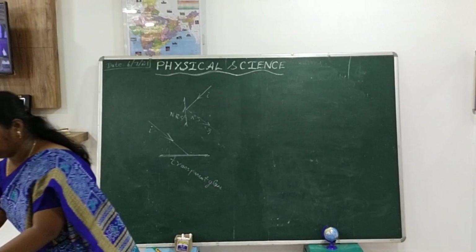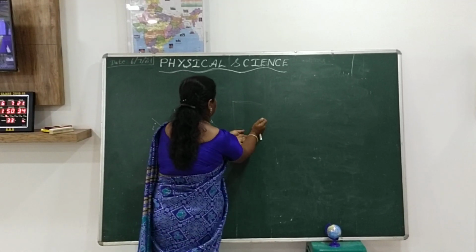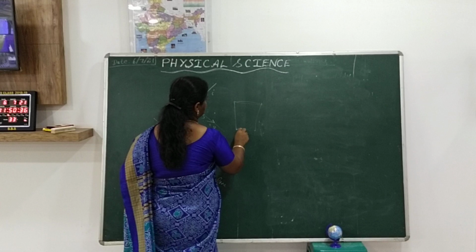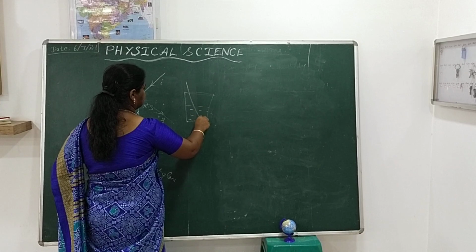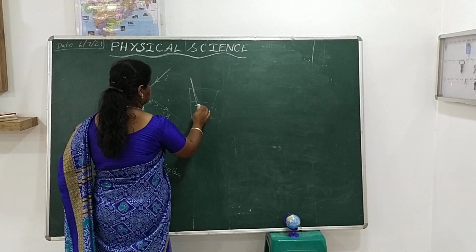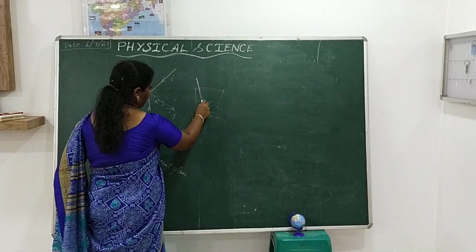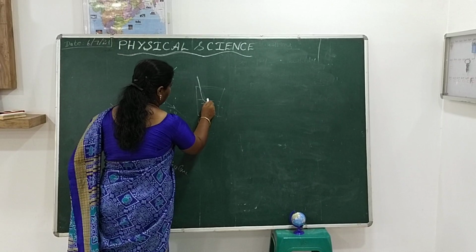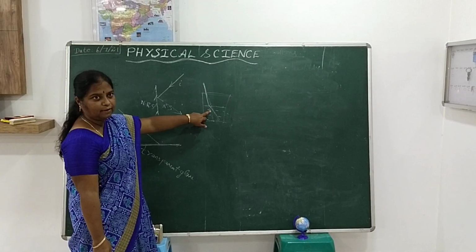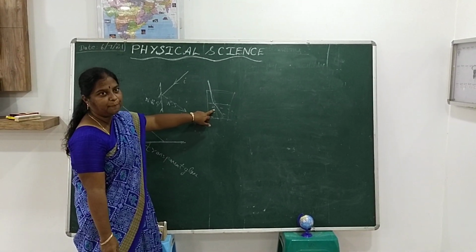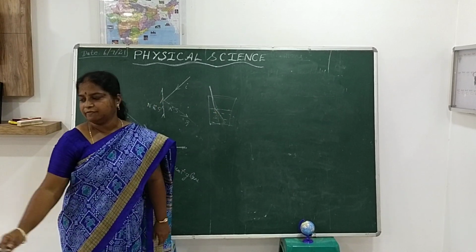Now, I will draw it on the board. Consider this to be your glass. Fill it with water and place a pencil inside. It is not as straight as it looks; slightly oblique, a little bit slant. You can see a bend from its normal position, right? What is the reason for this bending of the pencil?